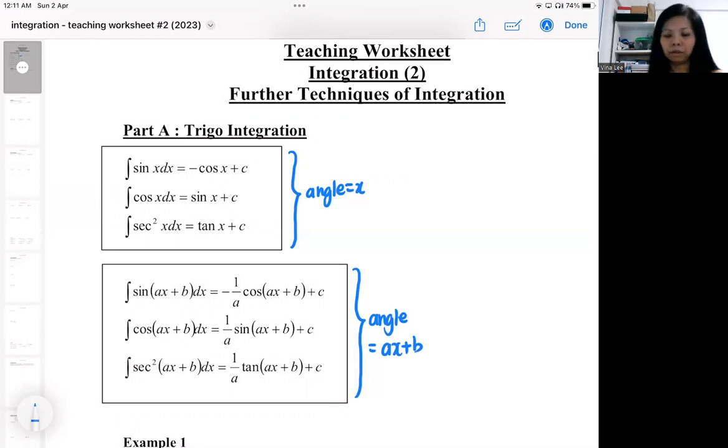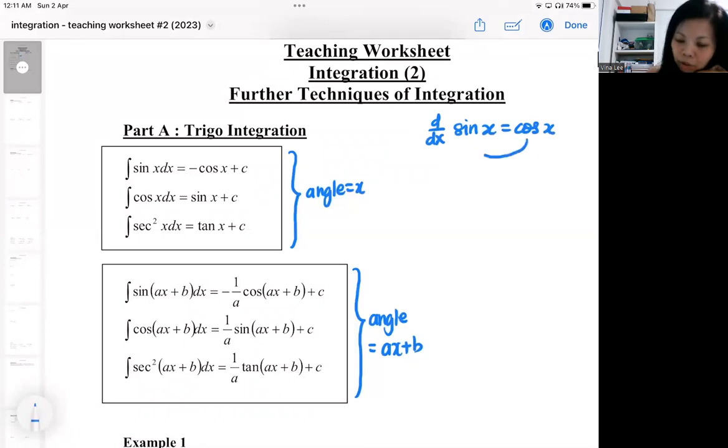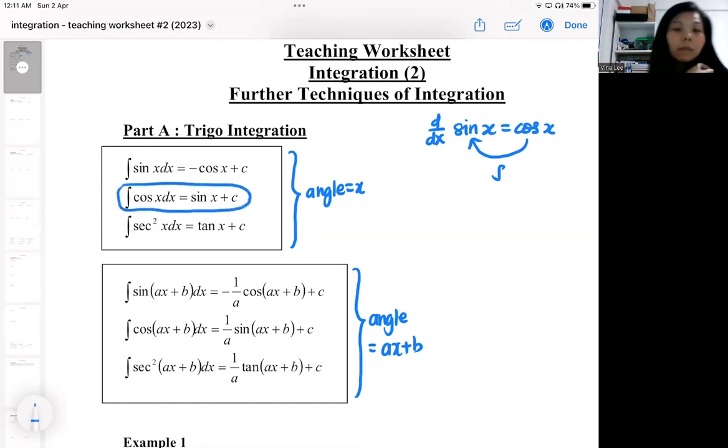Okay, and where does the formula come from? Actually, the formula comes from differentiation, obviously. If right now you have the idea of differentiation, previously we know that differentiating sine x gives cosine x. So when you integrate backwards, integrating cosine gives you sine. So that's how the formula comes about. So you can think from the differentiation idea. For me, I always think about the differentiation idea.